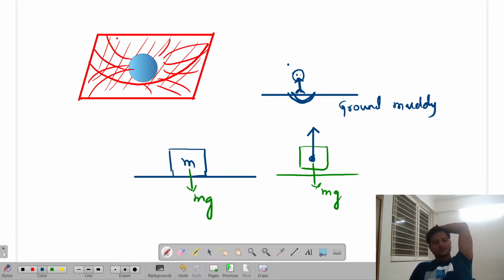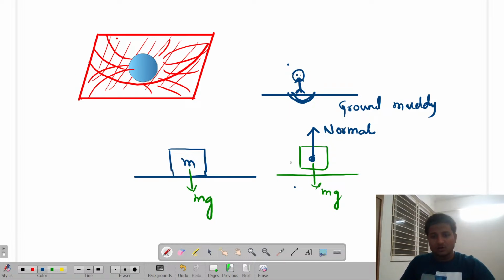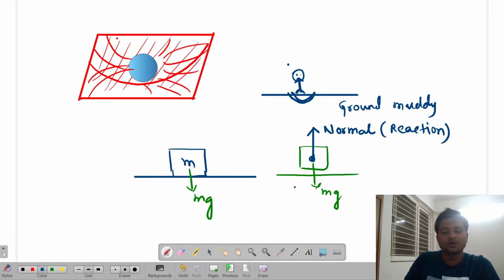Are you able to get me? And that reaction provided by the rigid surface we call normal. Normal. Are you able to get me or not? So this normal is not like some other kind of gravitational force. It's a reaction which appears due to that mg, or not. Are you able to get me or not?